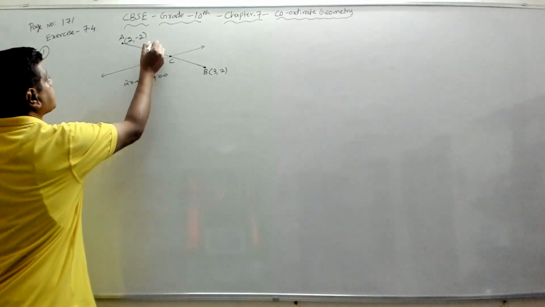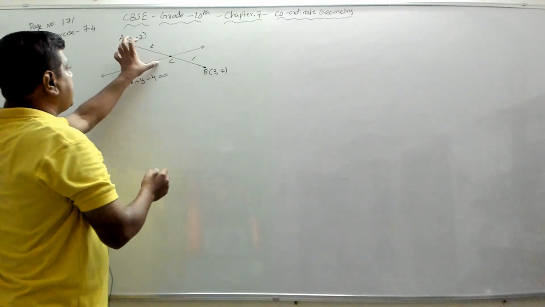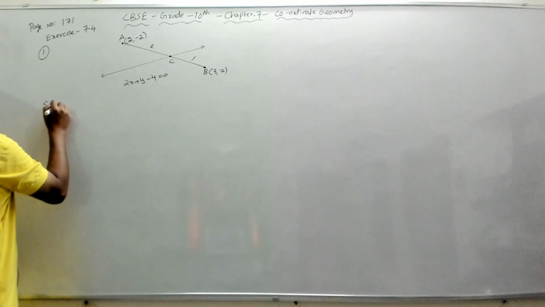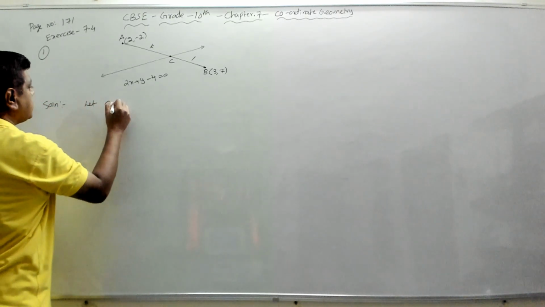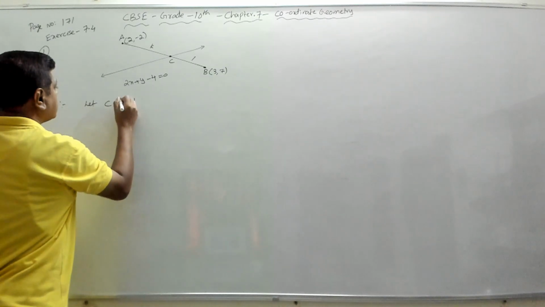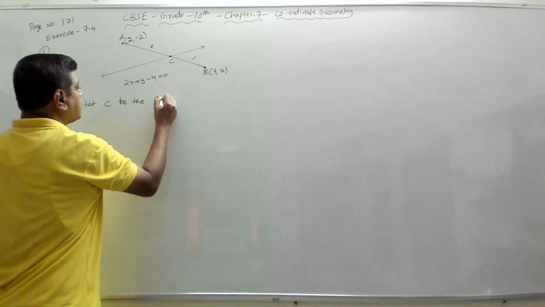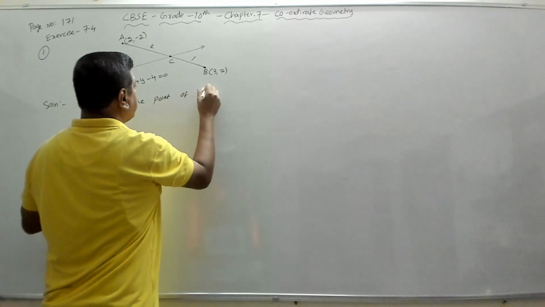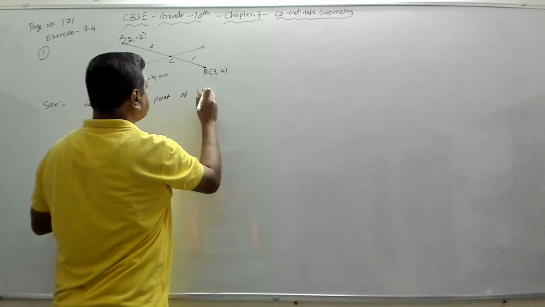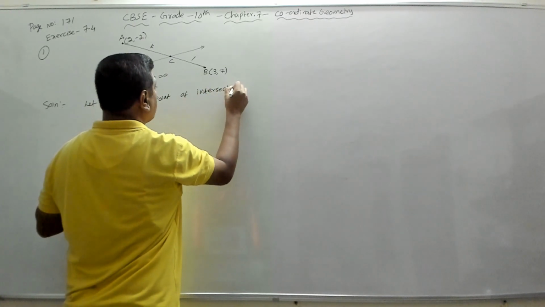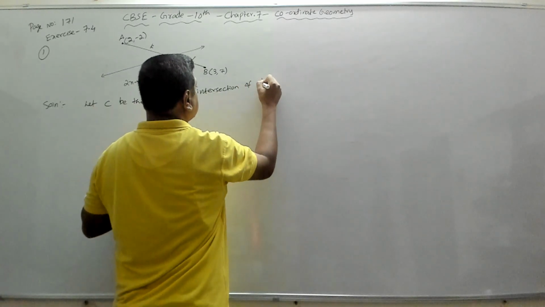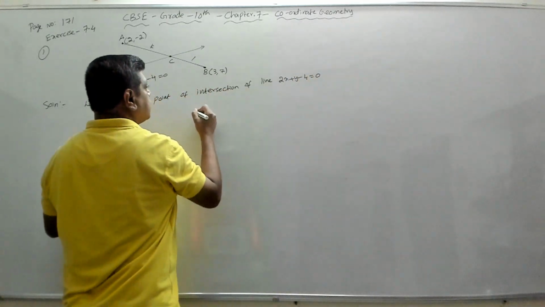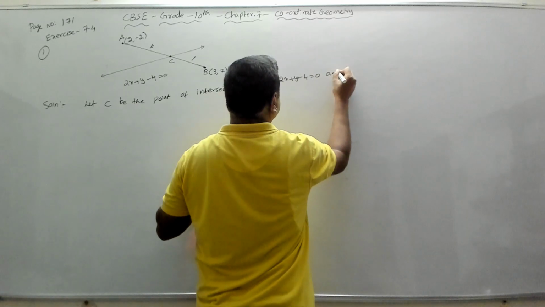So we'll assume that the ratio is, suppose, K is to 1. The ratio is K is to 1. We need to find the value of K. Now we'll write the solution. Let C be the point of intersection of the line 2x plus y minus 4 equal to 0 and the line segment AB.